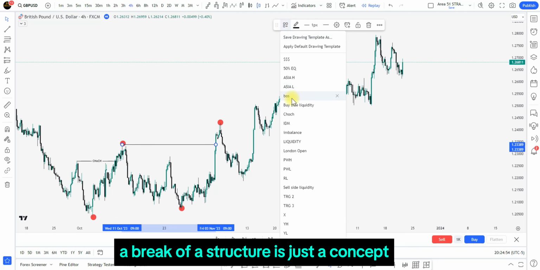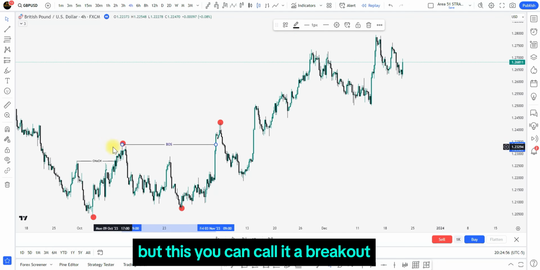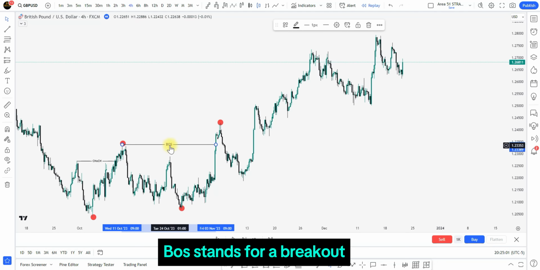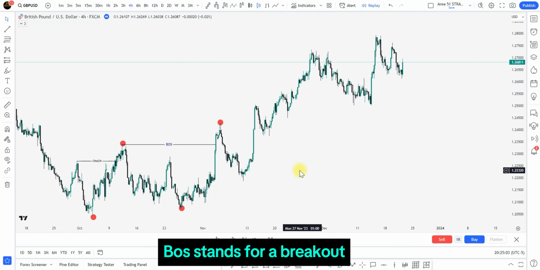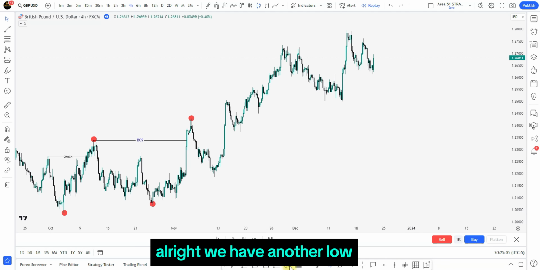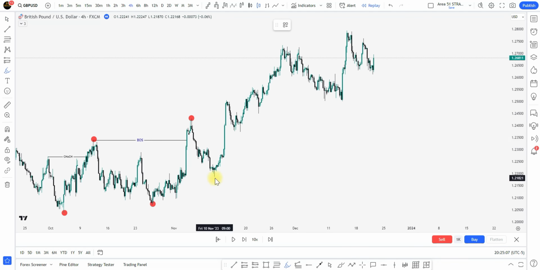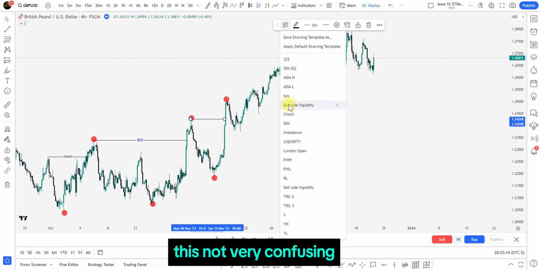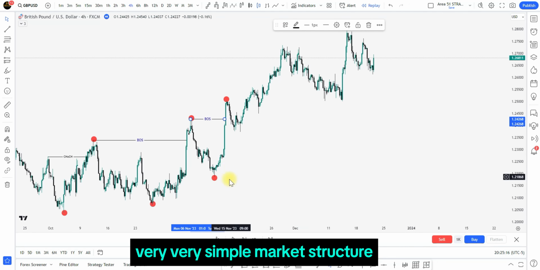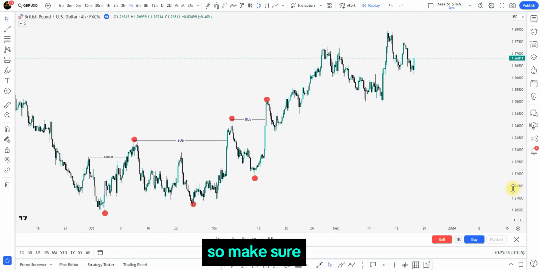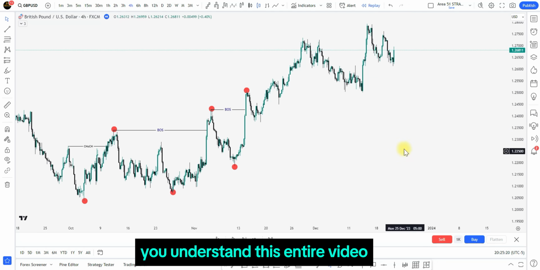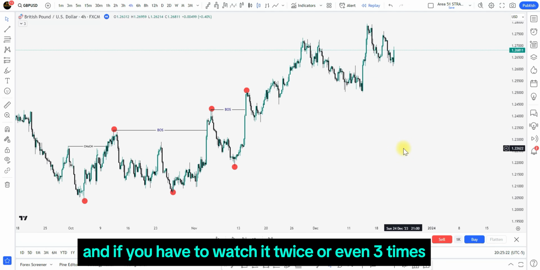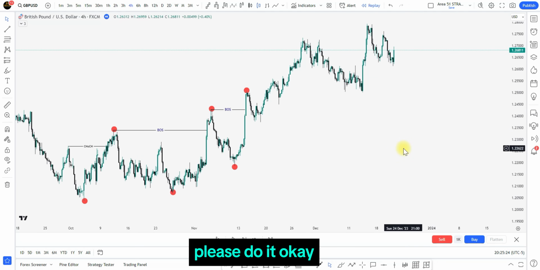A break of structure is just a concept, but you can call it a breakout. So break of structure, BOS, stands for a breakout. All right. We have another low led to another high, creating a break of structure. This is not very confusing. Very simple market structure. So make sure you understand this entire video, and if you have to watch it twice or even 3 times, please do it.